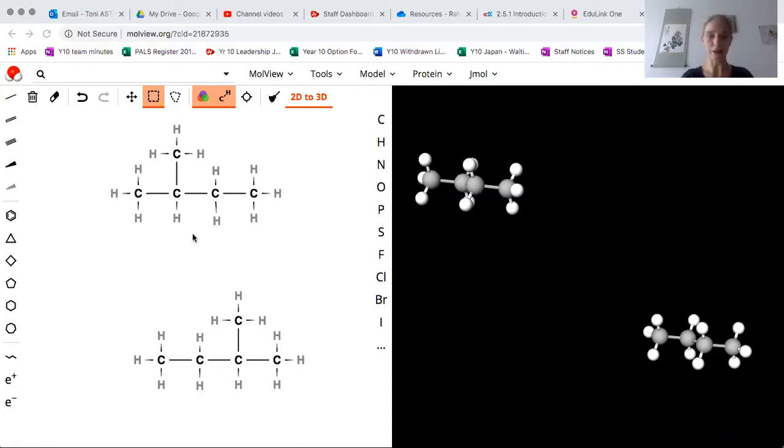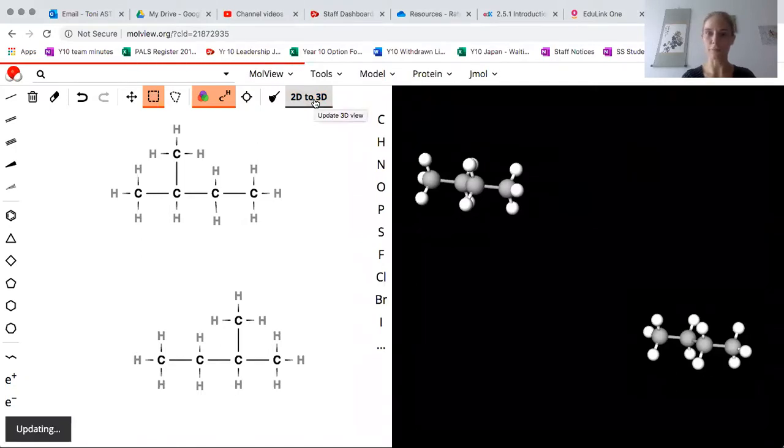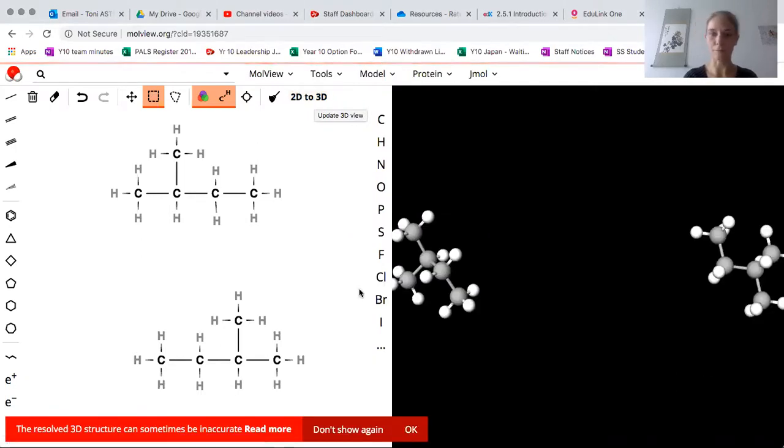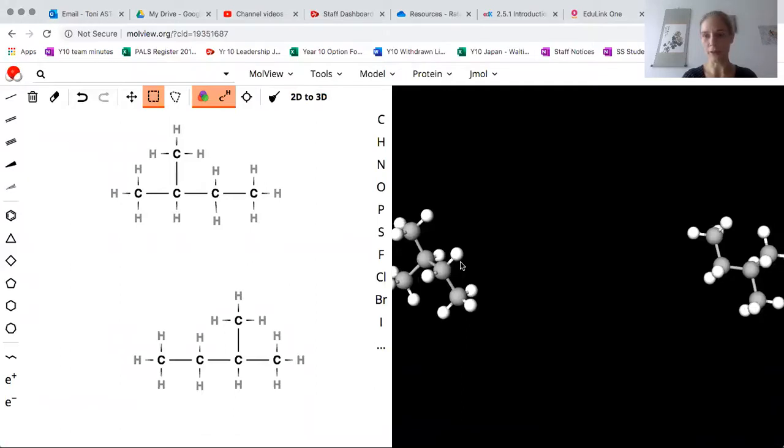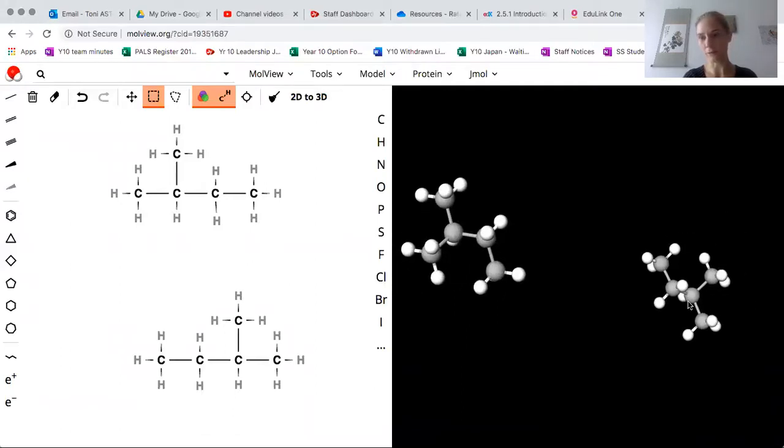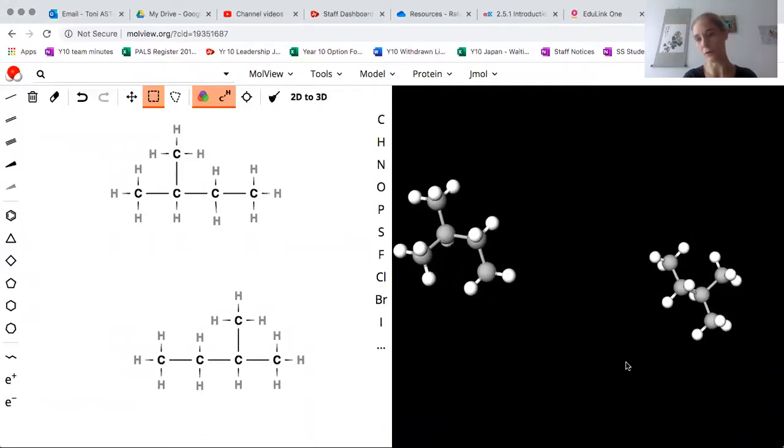Now, this one may seem a little more obvious to you. This is just the mirror image of this. We've just flipped it over, okay? And if we put it in 3D, you should be able to see that they're identical again. They are exactly the same shape. They're just the mirror image of one another.